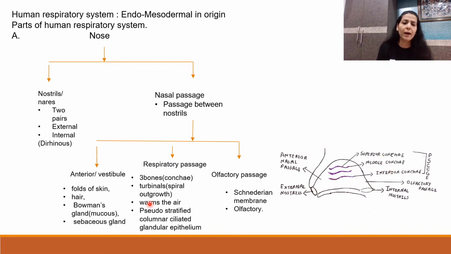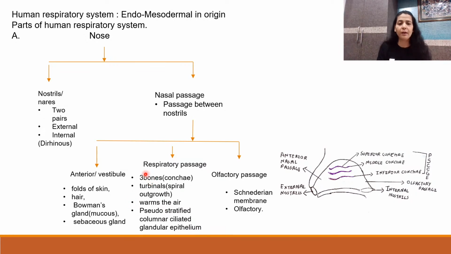Now some part of the concave shows outgrowth. That outgrowth is known as turbinals, right? And in those turbinals, very minute fine blood capillaries are present. So blood capillaries actually warm the air. So the air that you're breathing in, the one that finally reaches the lung, is maintained at a particular temperature. It is not what you are breathing. It maintains the temperature, right?